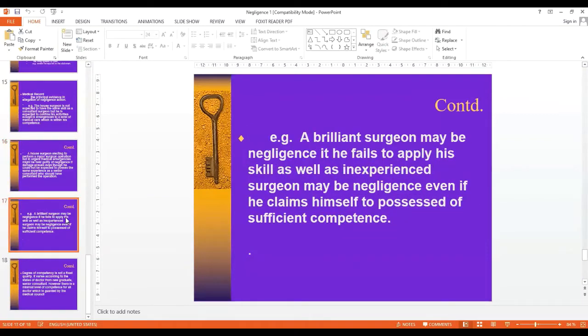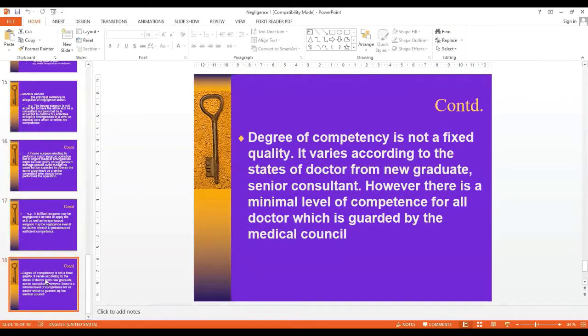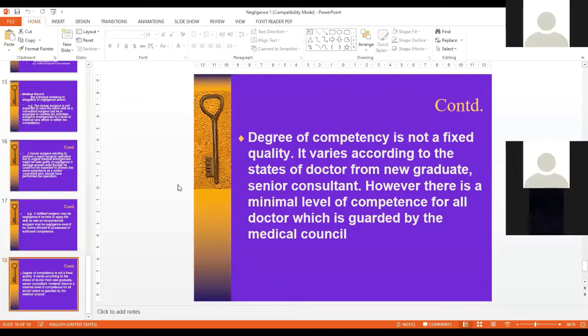For example, a brilliant surgeon may be negligent if he fails to apply his skill, just as an inexperienced surgeon may be negligent even if he claims to possess sufficient competence. Degree of competency is not a fixed quality. It varies according to the status of the doctor, from new graduate to senior consultant. However, there is a minimal level of competence for all doctors, which is guarded by the medical council.